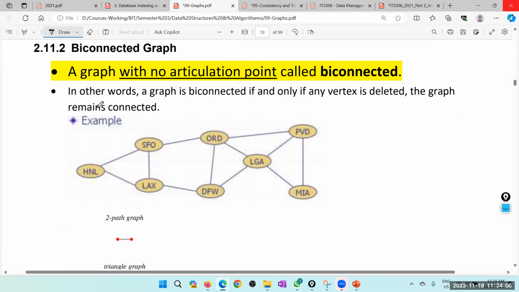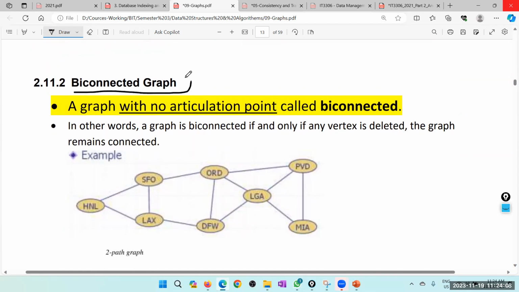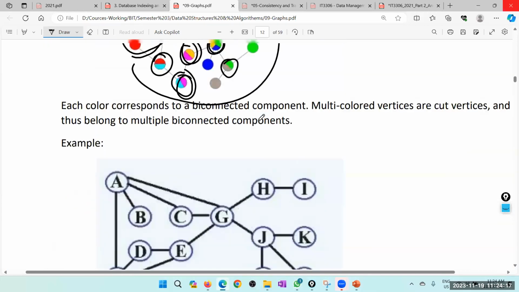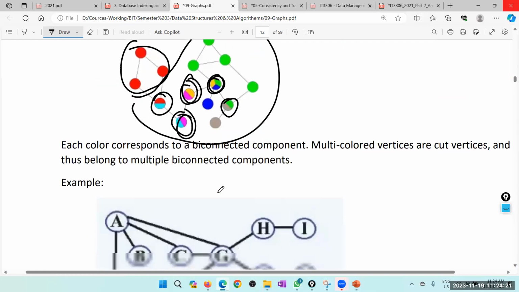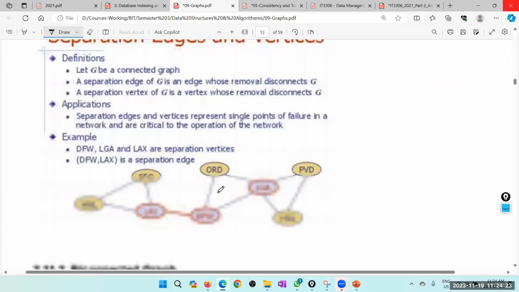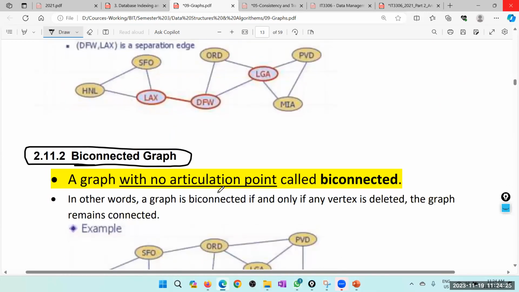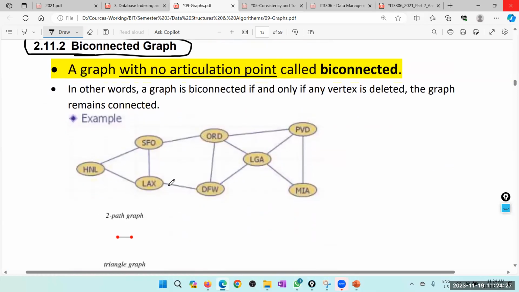So then we have the bi-connected graph. Let's finish the terminology first, okay? A bi-connected graph is a graph with no articulation point. Now remember, this one has so many articulation points. So therefore it is not a bi-connected graph. But there can be a graph where there are no articulation points or cut points, not a single cut point. Then we say it's a bi-connected graph.